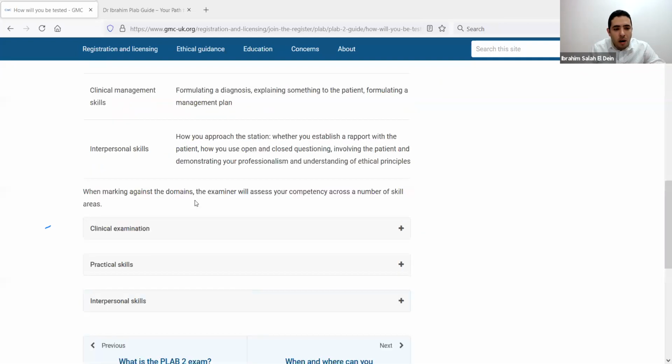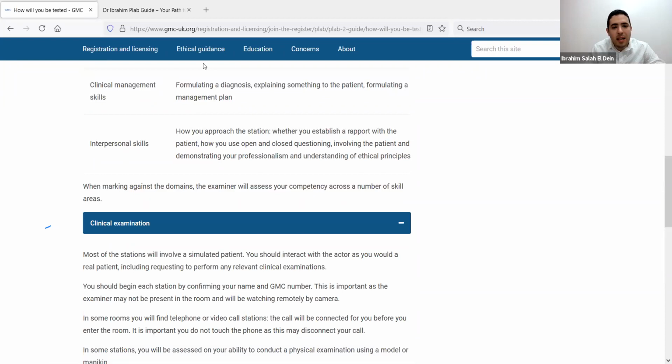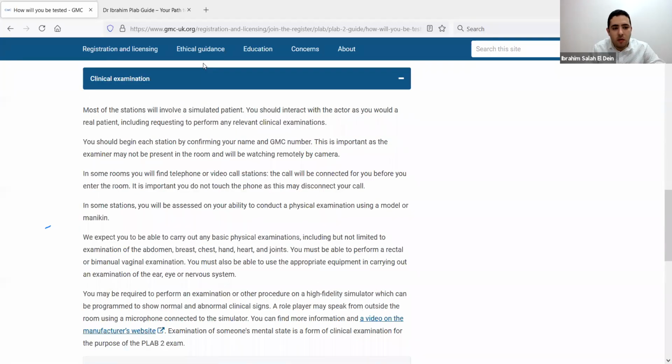When marking against the domains, the examiner will assess your competency across a number of skill areas, like the clinical examination. Most of the stations will involve a simulated patient. You should interact with the actor as you would with a real patient, because they are very skilled actors, including requesting to perform any relevant clinical examination. Yes, he is an actor, but if I need to do an examination, I will do it.